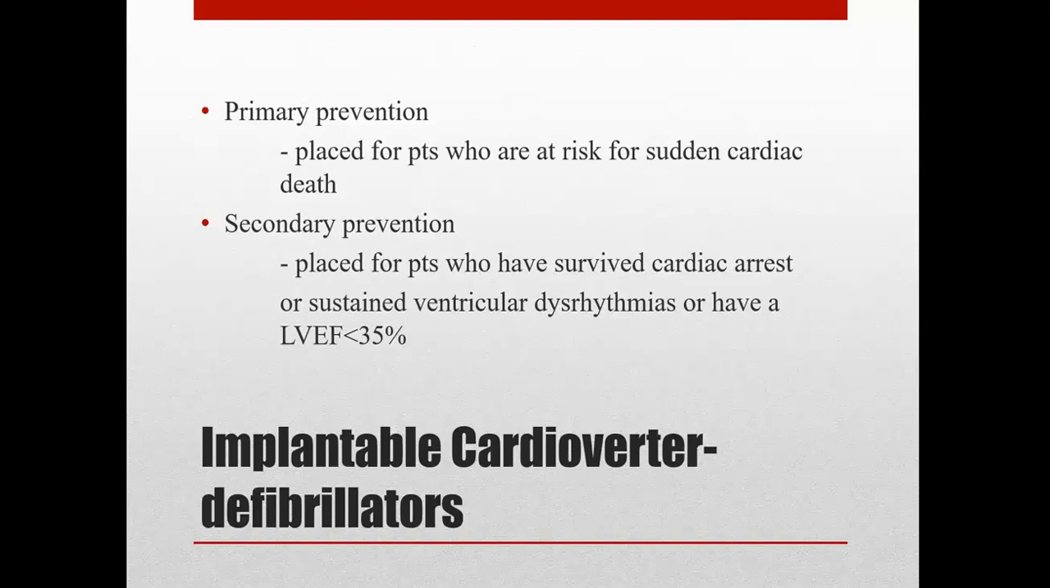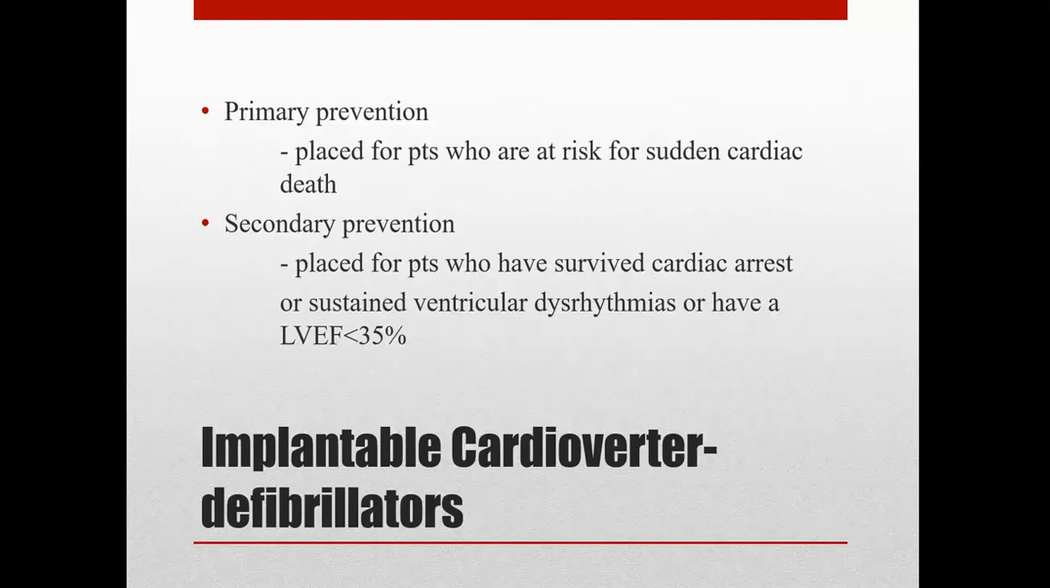Okay, so implantable cardioverter defibrillators. The primary prevention is placed for patients who are at risk for sudden cardiac death. And then the secondary prevention is placed for patients who have survived cardiac arrest or sustained ventricular dysrhythmias, or they have a left ventricular ejection fraction of less than 35. So we need to make sure that if our patient has one of these, we know why they have it.